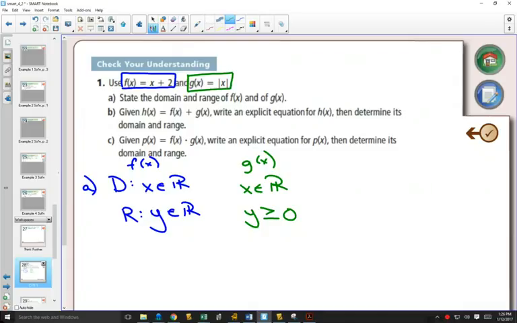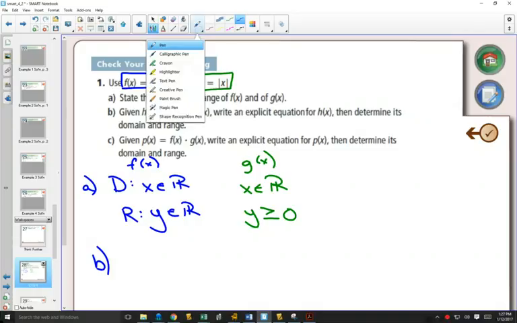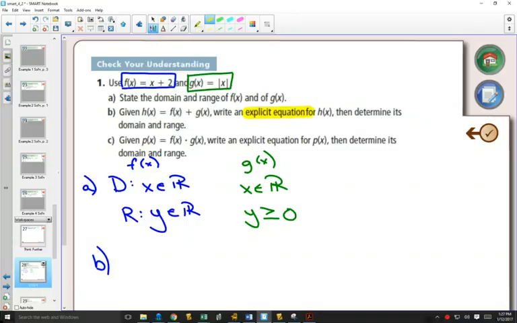Now, for b, it says write an explicit equation. So I'm going to pull up my highlighter again. An explicit equation just has x's. It doesn't have any other functions built into it. So right now, h of x equals f of x plus g of x is not an explicit equation because it's got other functions in that.